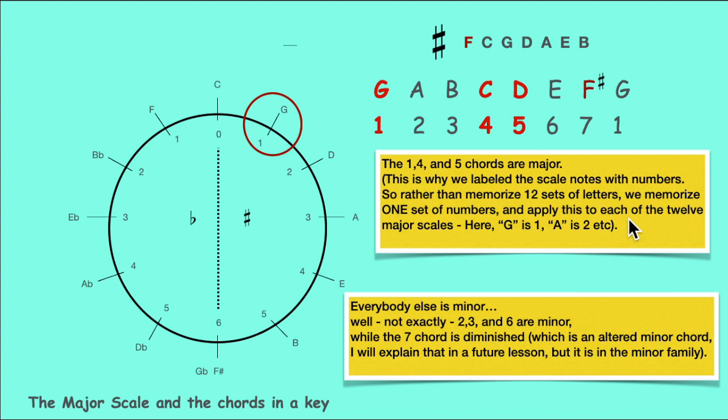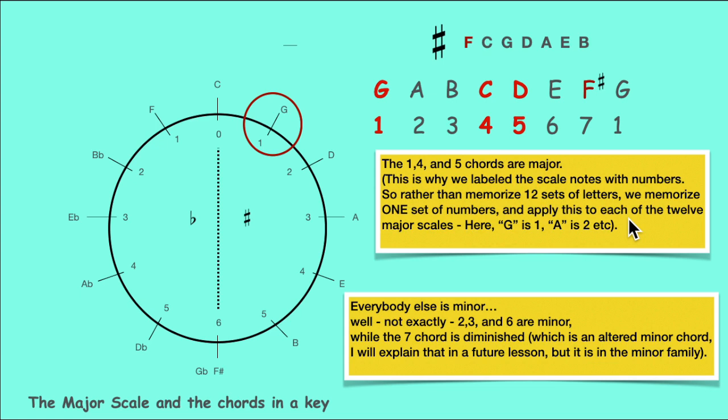You see, we labeled the scale notes with numbers because there's 12 major scales to deal with. Rather than memorize 12 sets of letters with sharps and flats and all that kind of stuff, we use numbers because the principles of the major scale are the same no matter what major scale you're dealing with. So if we just use numbers, then we can just learn the concept of which number chords are major, which number chords are minor. And then we can figure out what those other keys are by using the circle of fifths. So 1, 4, and 5 are major.